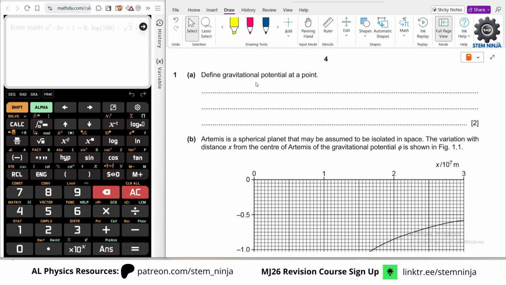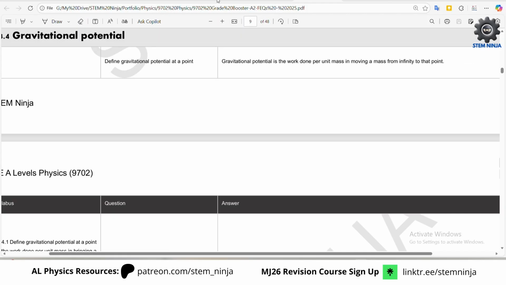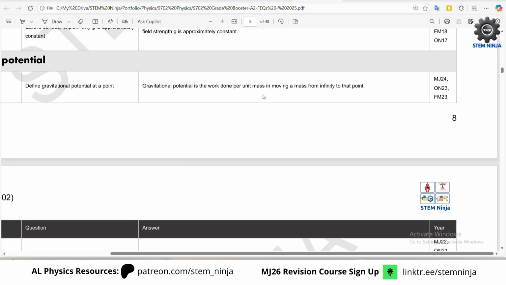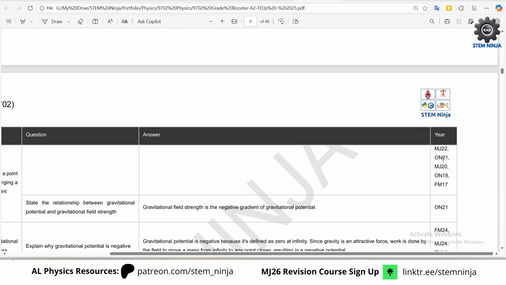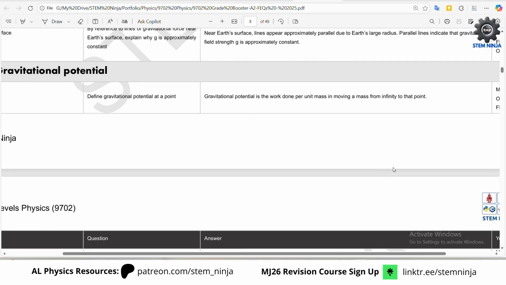Question number 1. Define gravitational potential at a point. Although this is a very easy definition, some students often do miss out a mark because of one slight detail. Let us show you in the frequently examined questions how to answer it. So, for example, as you can see, a lot of years written on the right hand side, and the list goes down below also. That means it's a question that you should be well versed in.